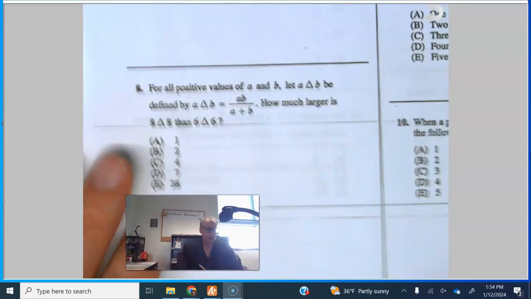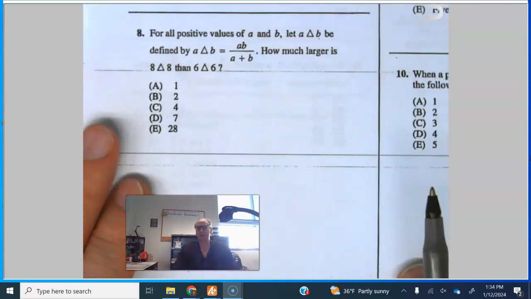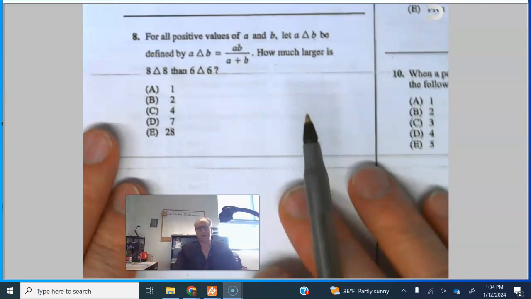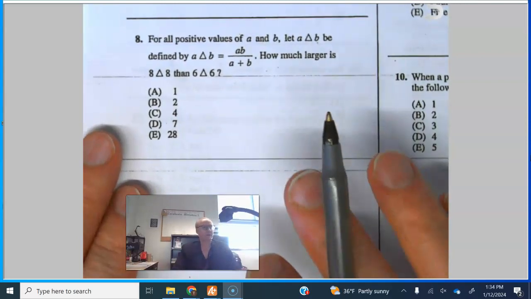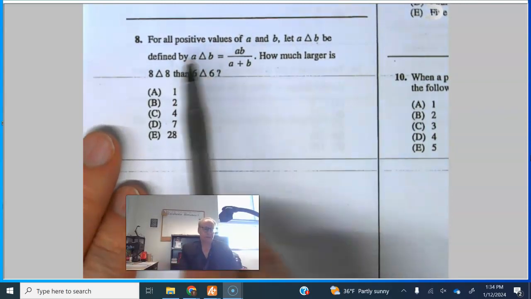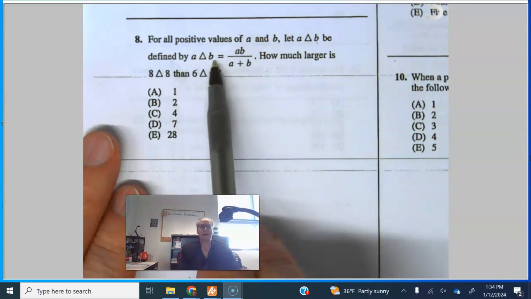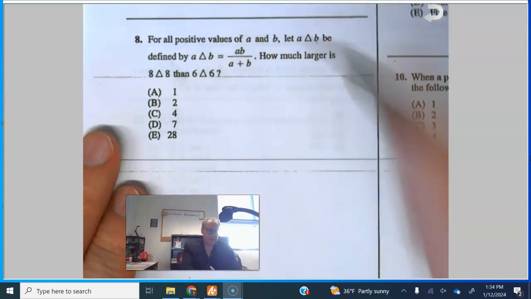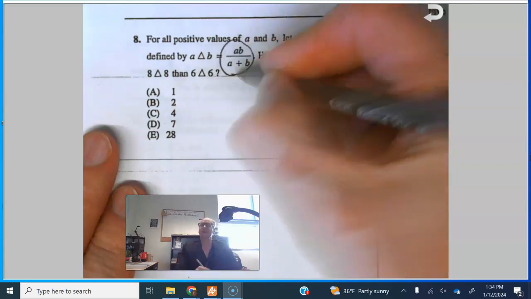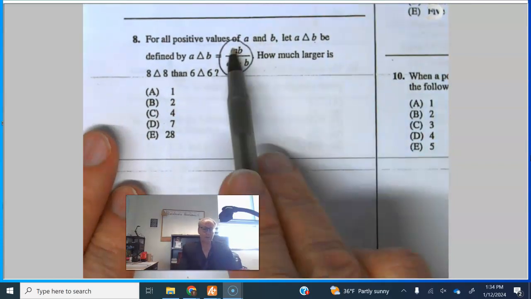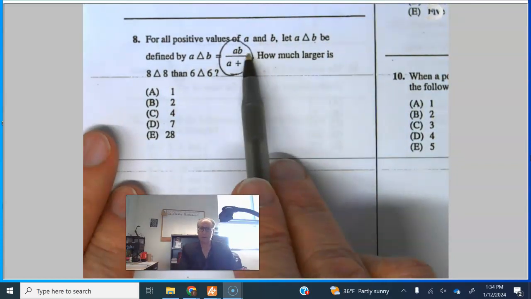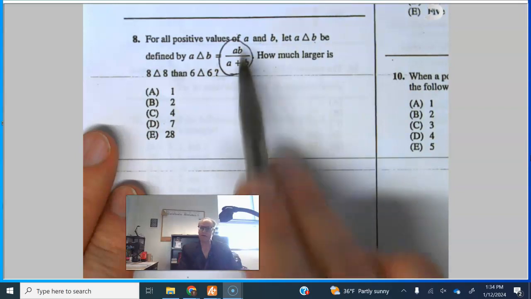Number 8. This is the one that a lot of students want to skip. Never skip these. These are the easiest problems that you can imagine. Because a lot of students say, well, I don't know what that triangle means. This is what it means. I'm going to take the first number and multiply it by the second number. Then I'm going to add the numbers, and then I'm going to divide them.